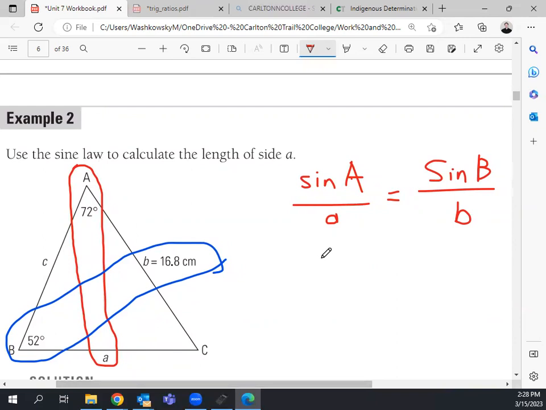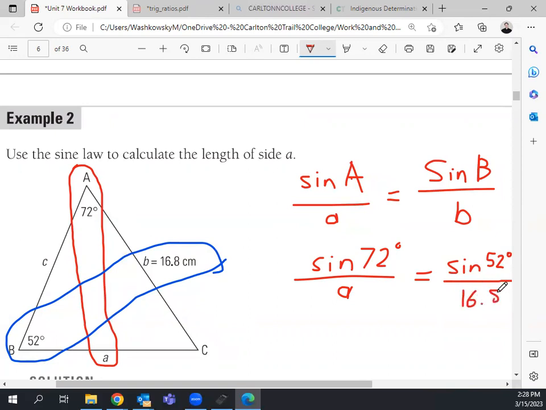So first off, I'm just going to plug in the stuff that I know. I know that, and then I just have A. I don't know what it actually is yet, but I know that's what I'm trying to find. And that's equal to sine of B, which is 52 degrees. So you're going to need your calculator for what we're about to do, just to show you something. Is equal to 16.8. Okay, so here's what the sine law dictates.